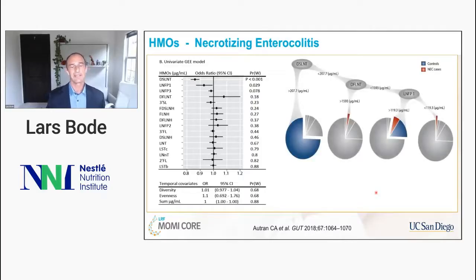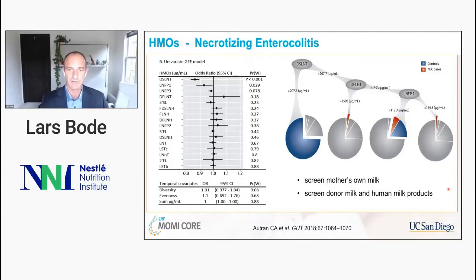And we can then even go in and say, well, can we use that as threshold models, where we say, if we take a milk sample and the concentration is higher than a certain threshold for DSLNT, then most of our infants will not develop NEC. If DSLNT levels are lower than that threshold, then we have to be careful, look at a few other parameters, and then make a decision whether we want to feed that milk to this infant or rather switch it or supplement. So this is great to screen mom's own milk, to say that your DSLNT levels are fine, you can give that to a preterm infant. We can also screen donor milk and human milk products like fortifiers to make a decision of whether we want to use that in the care of this patient.